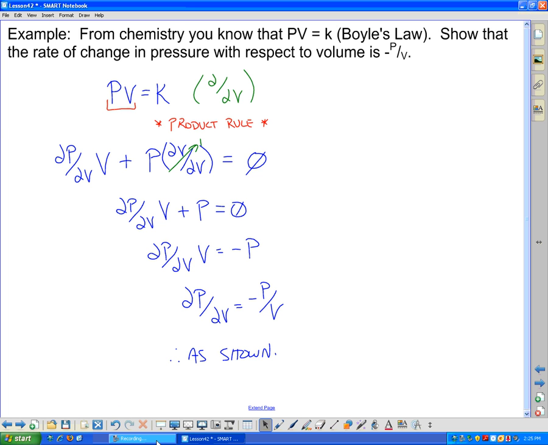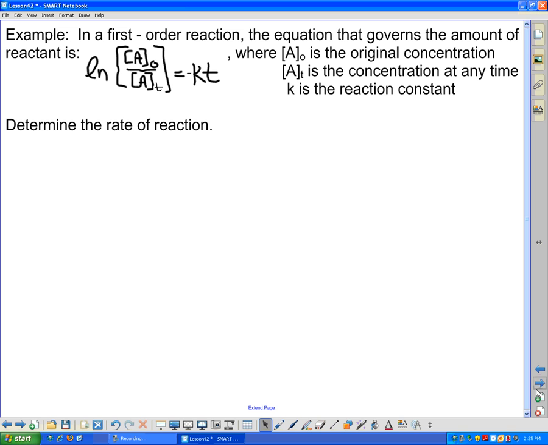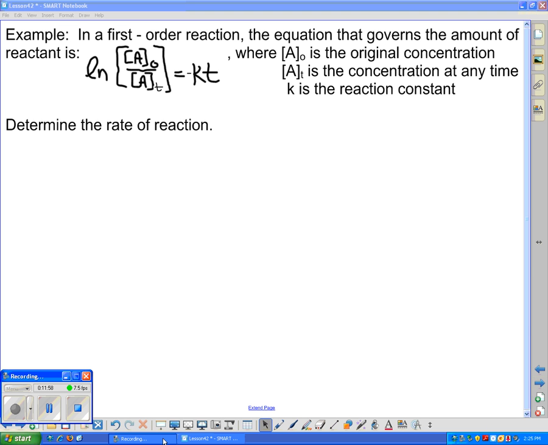Last example. So now we're looking at another chemistry example here. So in the first order reaction, the equation that governs the amount of reactant is that A naught is the original concentration, so it's a constant. A of T is the concentration at any time, and K is the reaction constant. So I think for just time purposes, rather than rushing and jamming this in, I'll do this in the next video, this final example, which will only take a couple minutes.